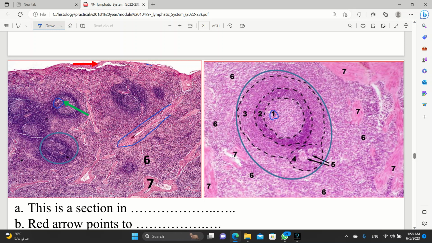Basically, that's the central arteriole, and what's around it, that's the periarteriolar lymphatic sheath. The blue circle surrounds the white pulp. Now we find something that is anastomosing and branching. Here it is.